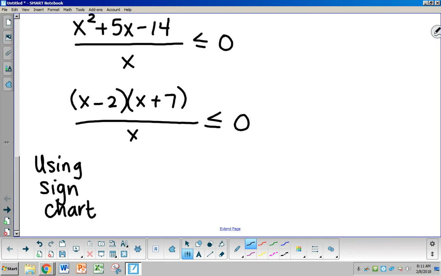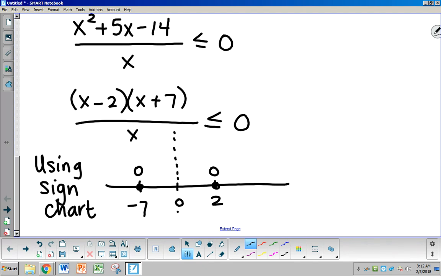Now, what do we put on the sign chart? Well, I put on the zeros first. What are the zeros of this rational? That's when the numerator is equal to 0, so it's going to be 2. It's a solid dot here, that's a 0. And then negative 7, solid dot, and that's a 0. Then I put on any asymptotes we might have. Where does that occur? x equals 0, that's right. So we put a 0 here, and I actually physically draw the asymptote, so I know that x can't be 0.